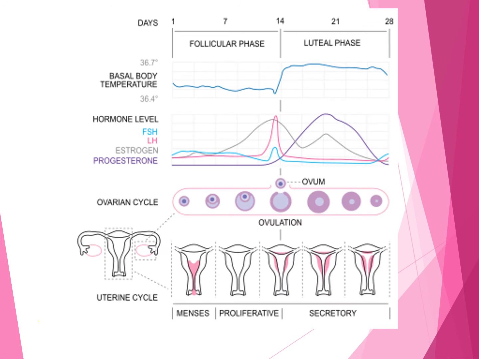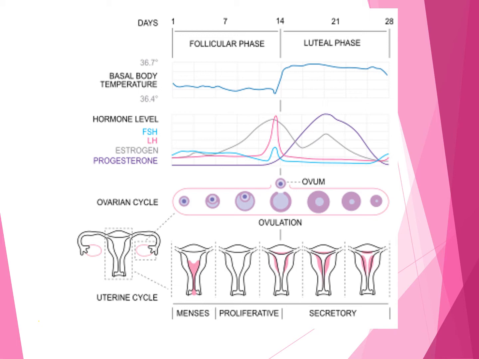In this picture you see the first to 13th day is the follicular phase, that is the formation of the Graafian follicle. The 14th day is the ovulation period. The egg matures. The 15th to 28th day is the luteal phase. Next you see the body temperature. The body temperature starts rising during ovulation and the luteal phase.